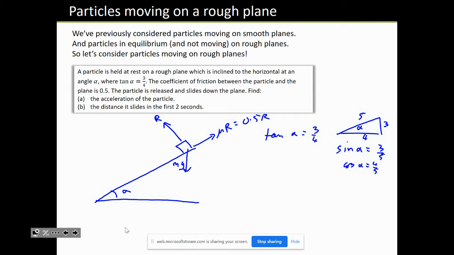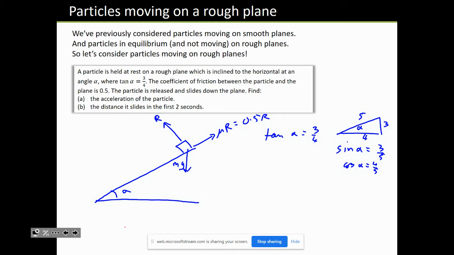And this is a nice question because it's got a lack of numbers, so you have to just go along with mg, R, and you're given what mu is. And the angle is the only information that you're given. However, from what we know about how we deal with particles on inclined planes, we can look at resolving forces perpendicular to the plane and parallel to the plane.